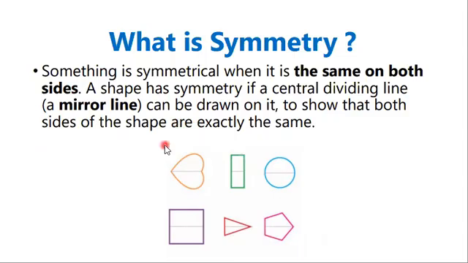We can say a shape has a symmetry if a central dividing line, that is called a mirror line, can be drawn on it to show that both sides of the shape are exactly the same. If you look at these structures, the central line divides each structure into two equal halves. So we say all these structures have symmetry.